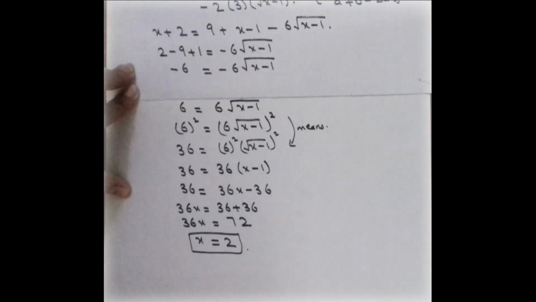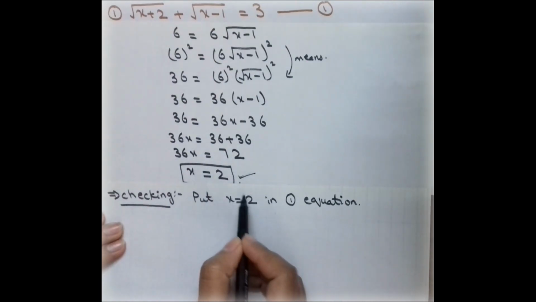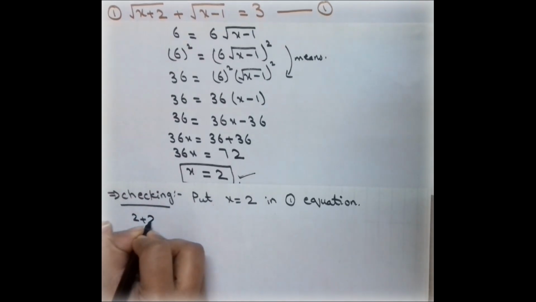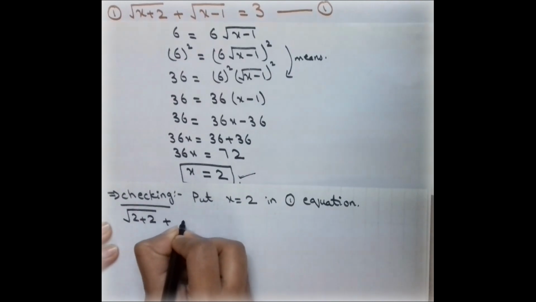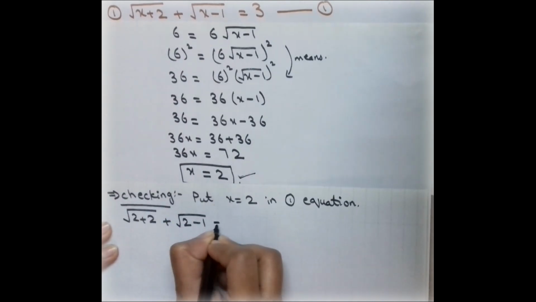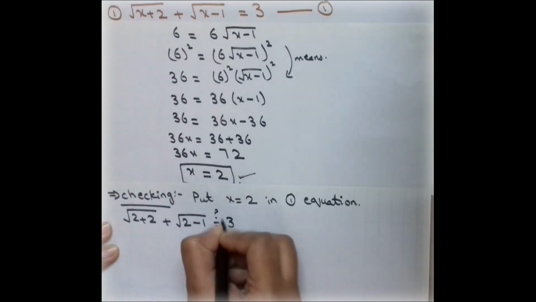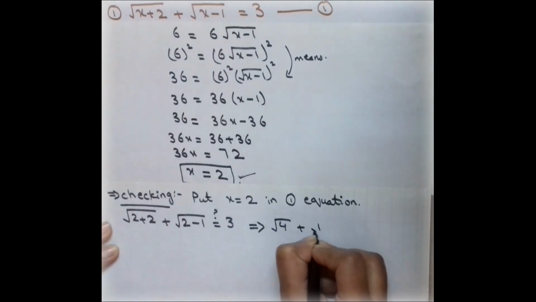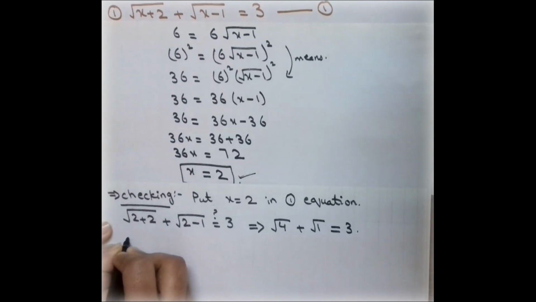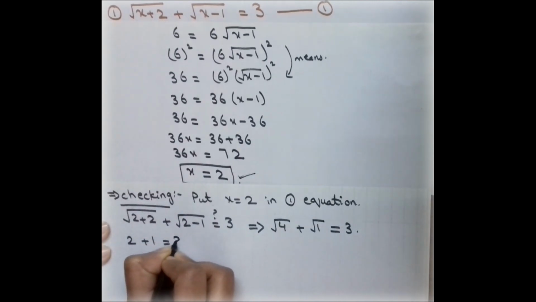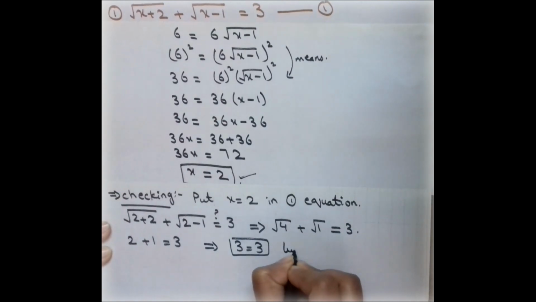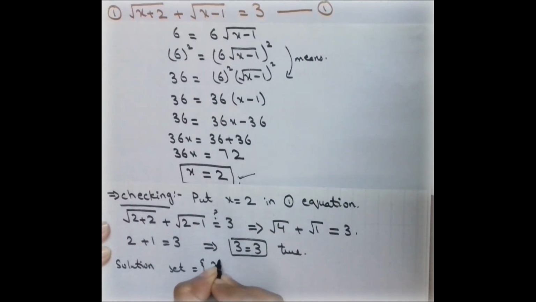So now to check whether the value of x is a solution or an extraneous root. As we put the value of x, which is 2, in the original equation, so √(2+2) plus √(2−1) equals 3. Basically we verify whether this equality holds or not. So it will be √4 plus √1 equals 3. It will be 2 + 1, which equals 3, implies that 3 equals 3. So it is a valid solution. Solution set equals {2}.